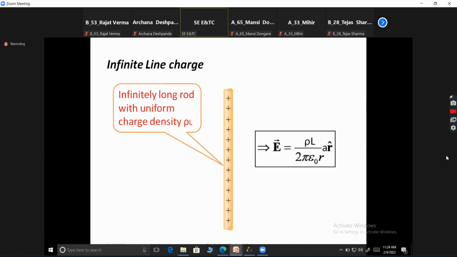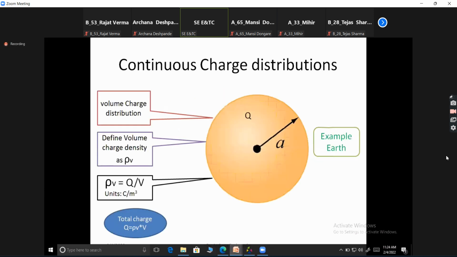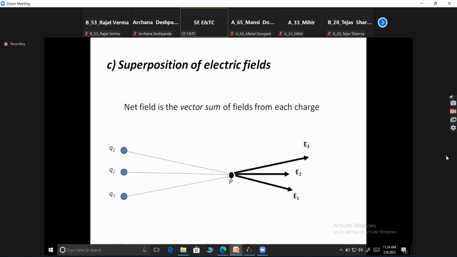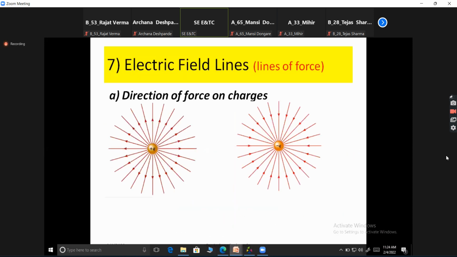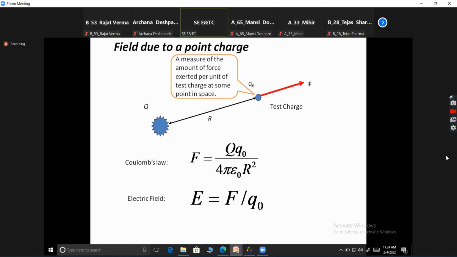If you look at the earlier basic formula for the electric field intensity, that formula and this are the same. Here it is Q, coulombs, electric field we are talking about. So it's Q divided by 4 pi epsilon R square. It is 1 by R square, 1 per meter square.